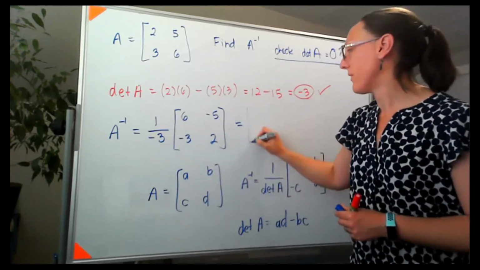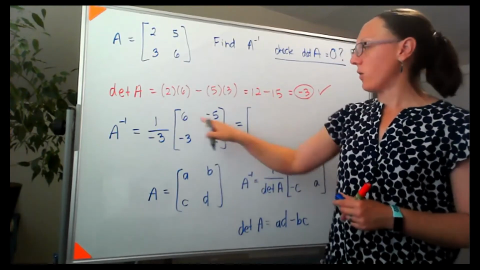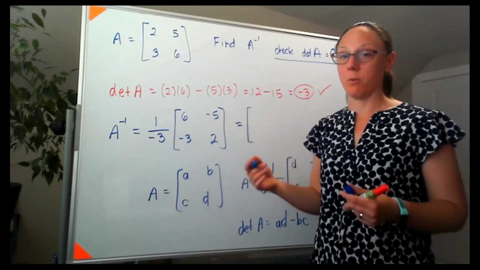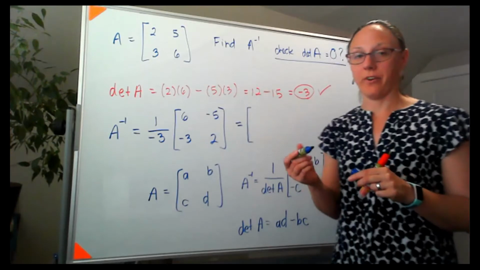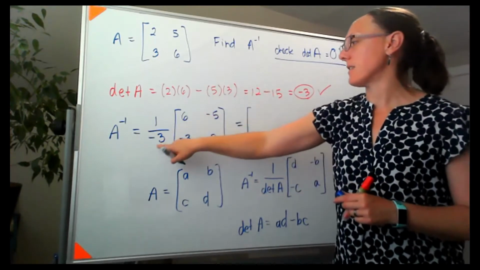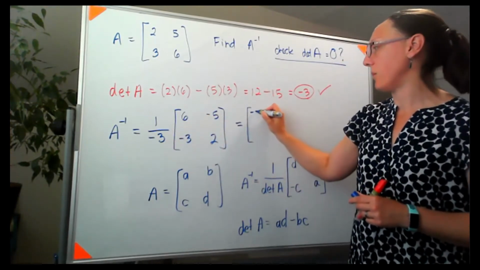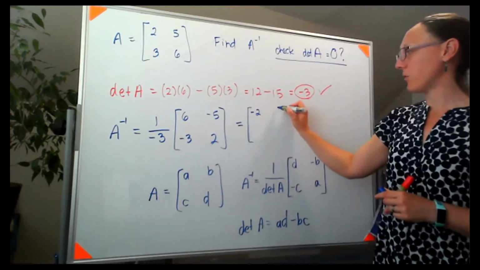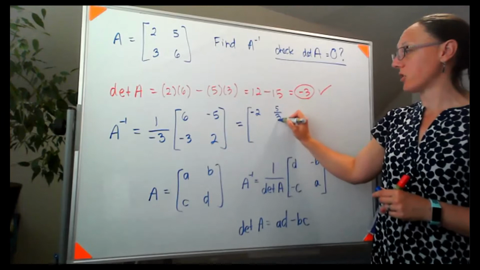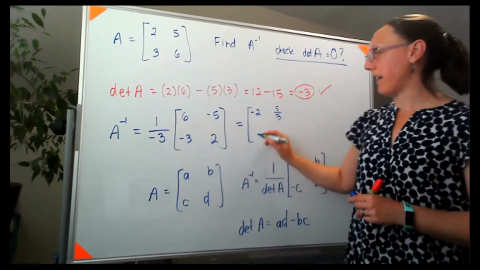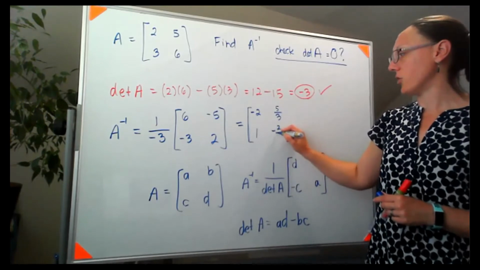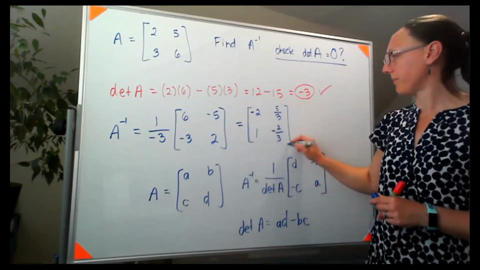So when I distribute that in, it's going to be multiplied. I'm going to take each entry in the matrix and multiply it by the -1/3. So 6 divided by -1/3 is going to leave me with -2. -5 divided by -3 will just make that a positive 5/3. -3 divided by -3 would be a 1. And then I'll have -2 divided by 3.